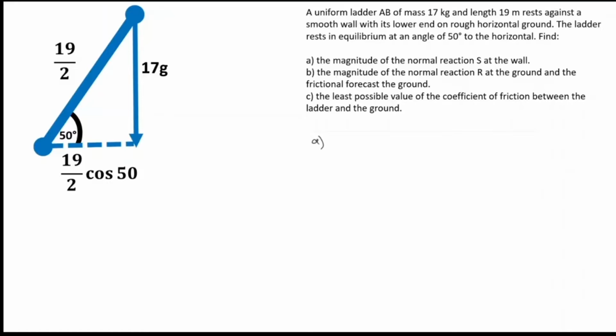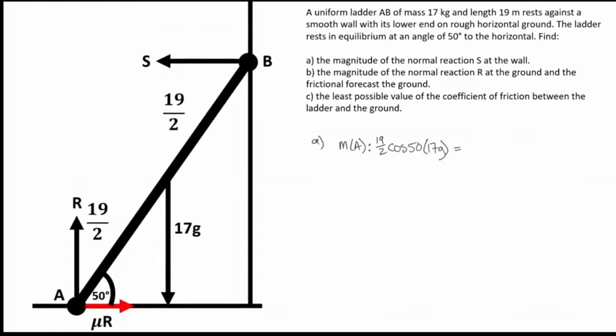In this case, the perpendicular distance is the dashed line. That is going to be 19 over 2 cosine 50, the hypotenuse of this triangle multiplied by cosine 50. That's the distance from A to the force. That's the perpendicular distance from A to the force. So the moment is going to be 19 over 2 cosine 50 multiplied by 17g. So that's a clockwise moment.